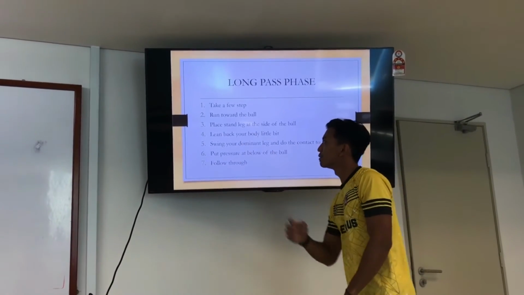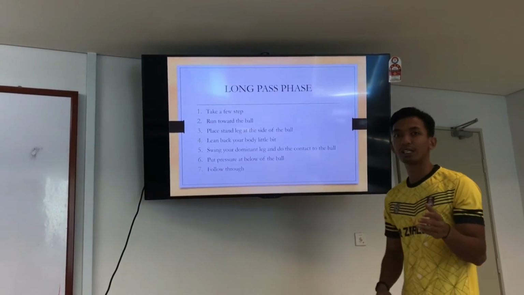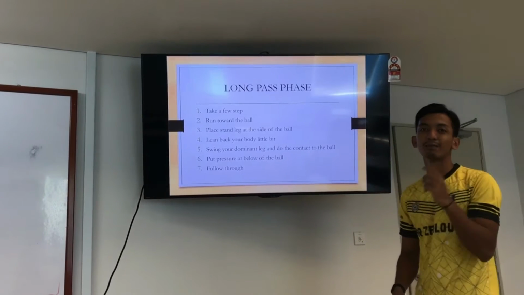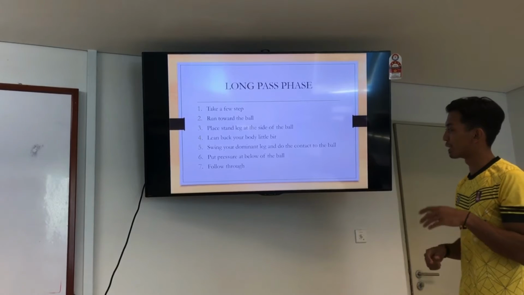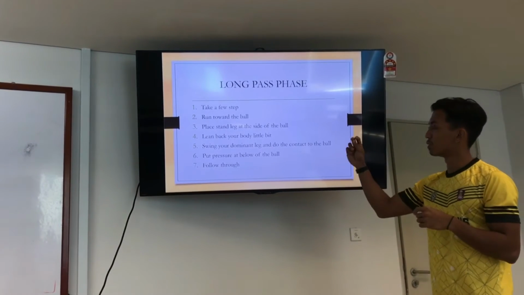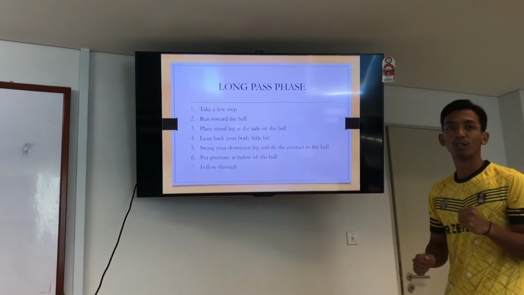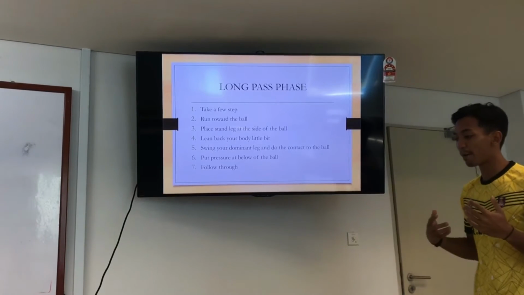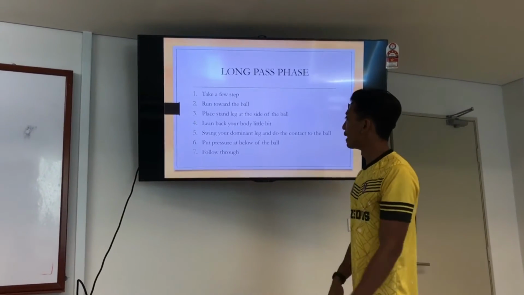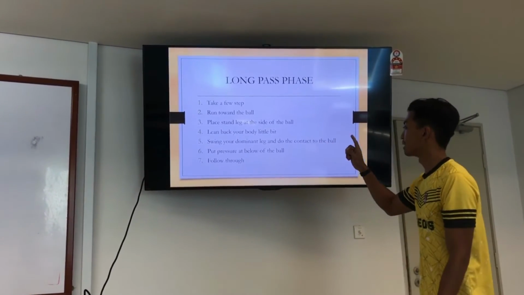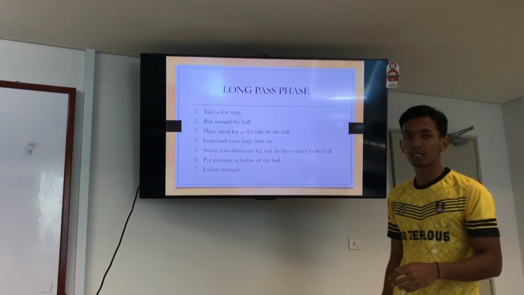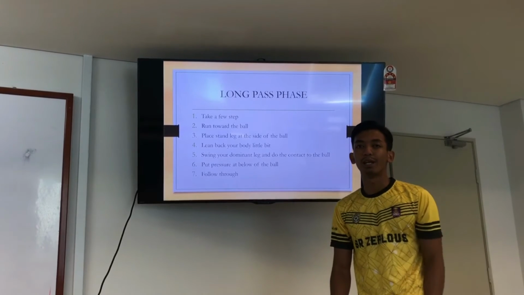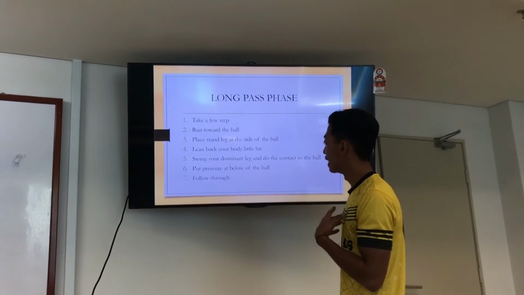Okay, first of all, before you do the kicking, while you do the long passing, you must first take a few steps backward. This is for the momentum of the ball and your leg. The second one is to run toward the ball. When you have taken a step and run toward the ball, place your leg at the side of the ball, which is the non-dominant leg. For me, my dominant leg is the right leg, so we use the left leg as the standing side.